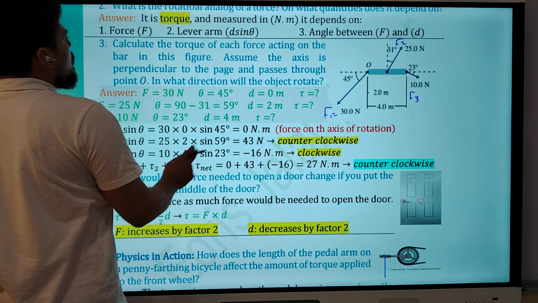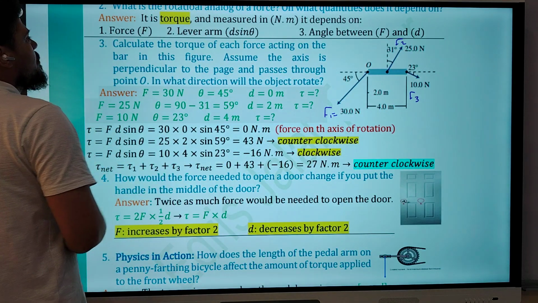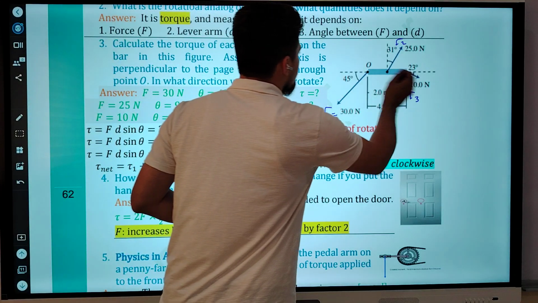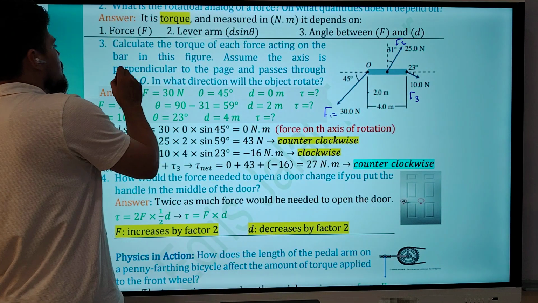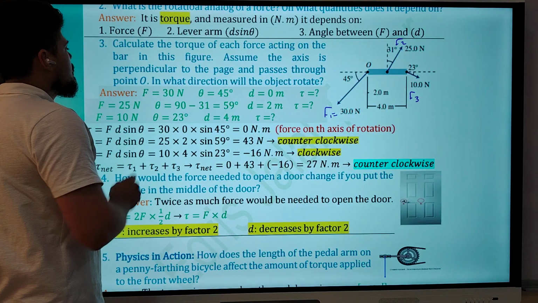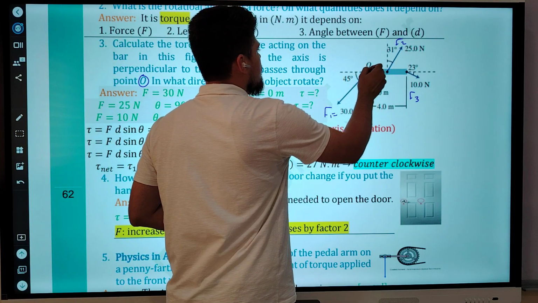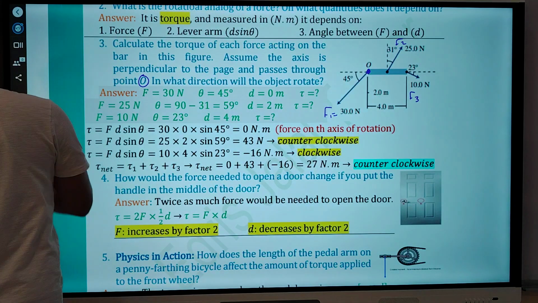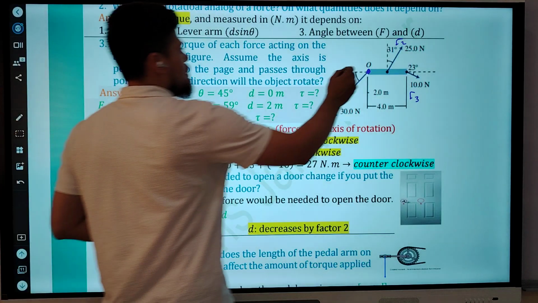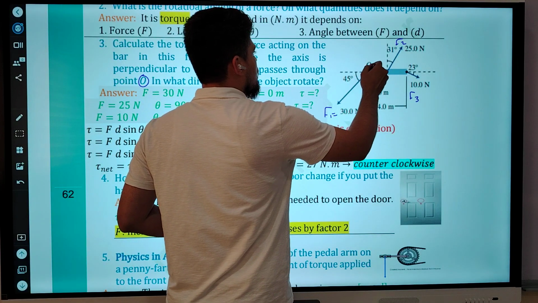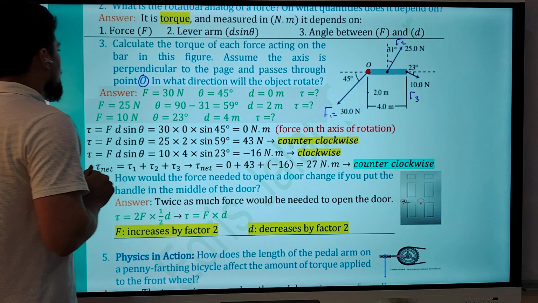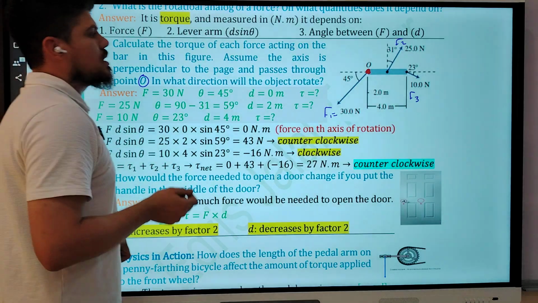Okay? Calculate the torque of each force acting on the bar in this figure. This is the bar. Assume the axis is perpendicular to the page and passes through point O. Where is point O? This is point O. So it means that this is what? This is the axis of rotation. This point is the axis of rotation.